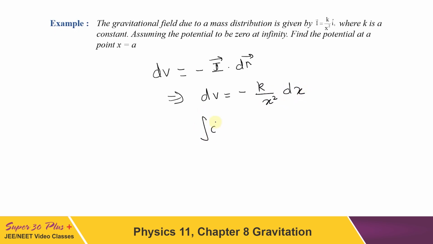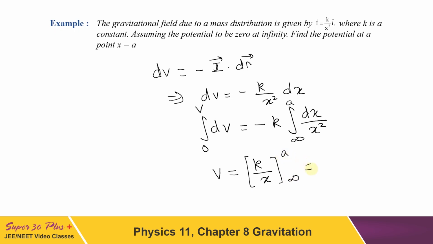And then on integrating, V will be equal to minus K taken outside, the integration of dx upon x square. The limits should be, because potential is 0 when x is infinity, the initial limit has to be infinity for x, and final it has to be a, for which we have to calculate the value of V. So on integrating, we will get V equal to K by x within limits infinity to a, that will be equal to K upon a, which is our desired result.